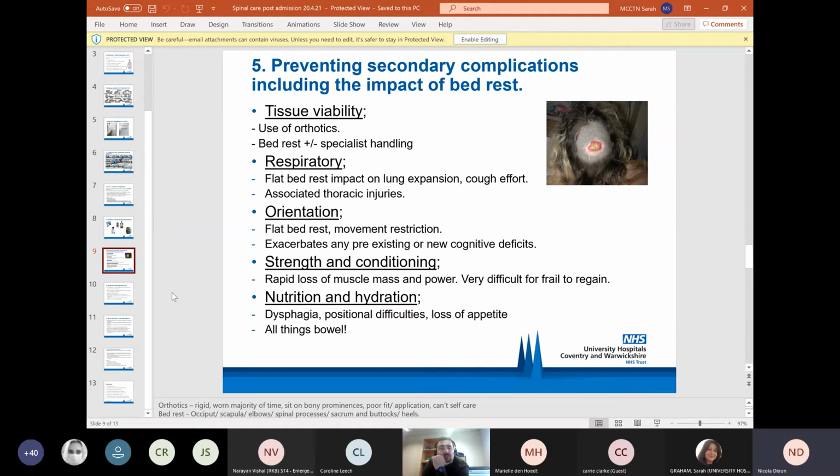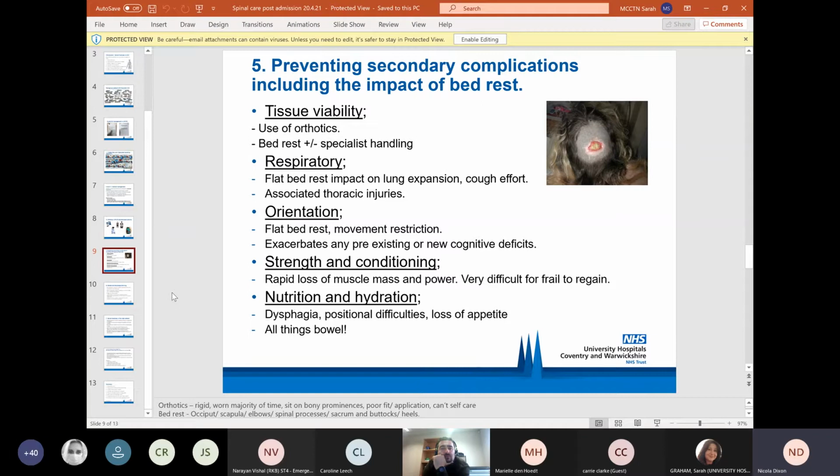Strength and conditioning, we know any period of bed rest, there is a rapid loss of muscle mass and power. And in the elderly who perhaps were just about coping at home, once this is lost, that is very hard to regain. So you're potentially looking with an extended period of bed rest at the result being this patient is going to go into some sort of care facility if you lose their baseline level.